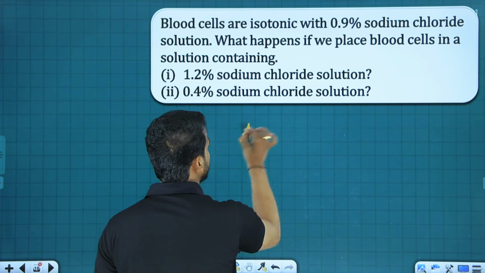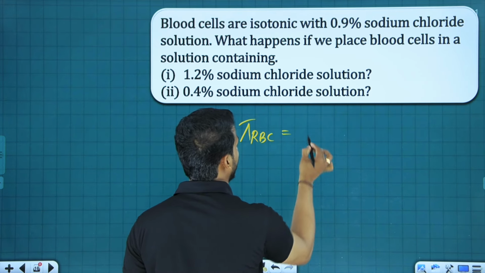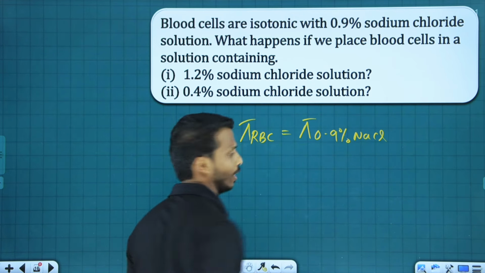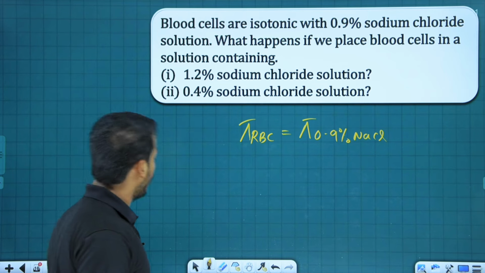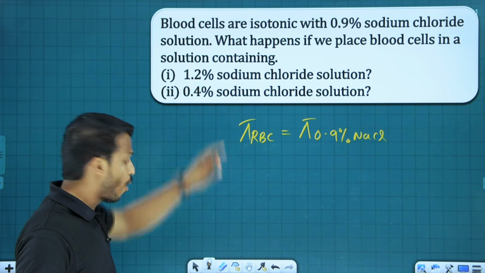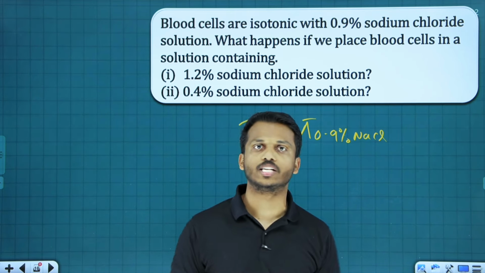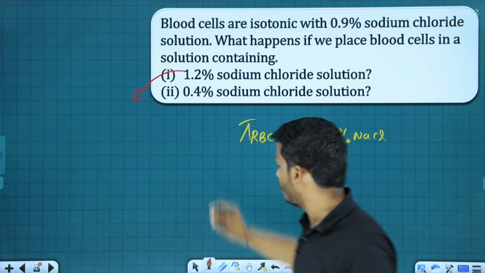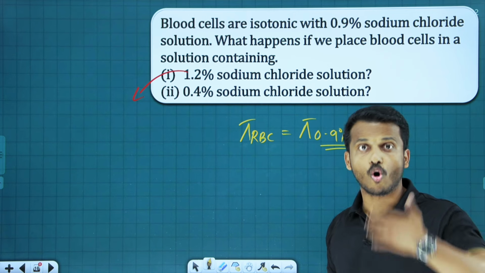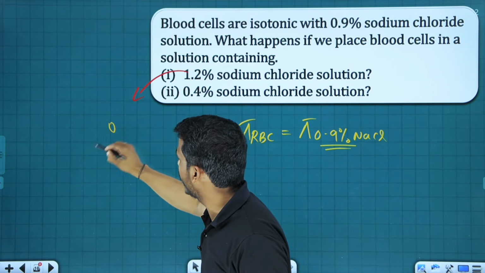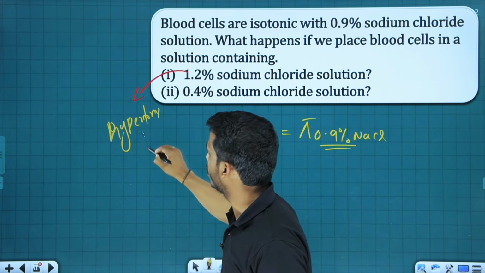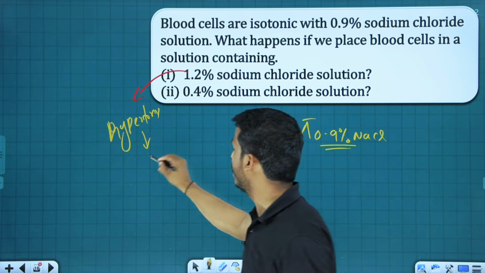Blood cells are isotonic. We discussed that the osmotic pressure of our RBC equals the osmotic pressure of a 0.9% NaCl solution. What happens if we place an RBC blood cell in 1.2% NaCl? See, 1.2% NaCl means its concentration is more than 0.9, right? More concentration means it will be a hypertonic solution. You know, in hypertonic solution the cell shrinks.